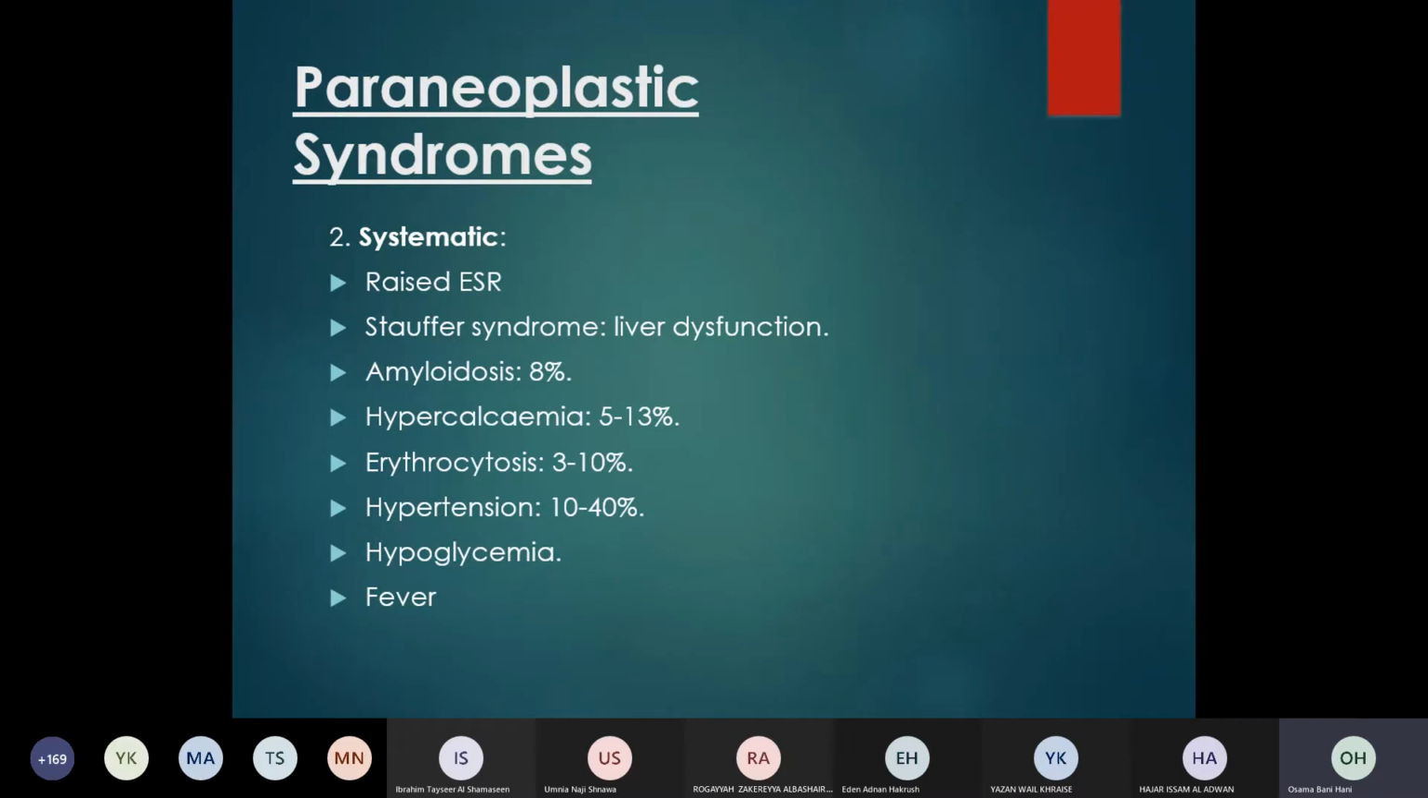Around 10% of these patients have hypercalcemia. 10% have erythrocytosis, which is polycythemia, and they have a high incidence of clotting and clot formation all over the body, especially in the heart or even the lung, leading to either MI or pulmonary embolism. One third of these persons mostly have hypertension, and sometimes they have hypoglycemia and fever. All these are systemic manifestations of paraneoplastic syndrome.